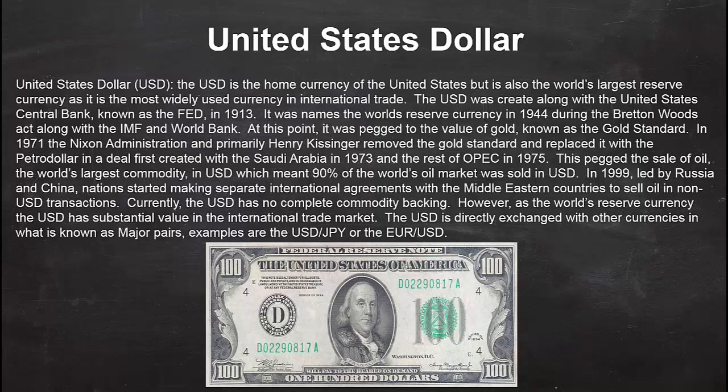And in looking at this, it's still the number one currency in the world. It's the number one held reserve currency in the world, which means other nations hold the dollar in reserve to conduct international trade and so on and so forth. The US dollar is directly exchanged against other currencies in what is known as major pairs. Examples are US dollar, Euro, US dollar, Australian dollar, and so on and so forth. The US dollar is the number one most tradable instrument in the entire world, and it is not close to second.